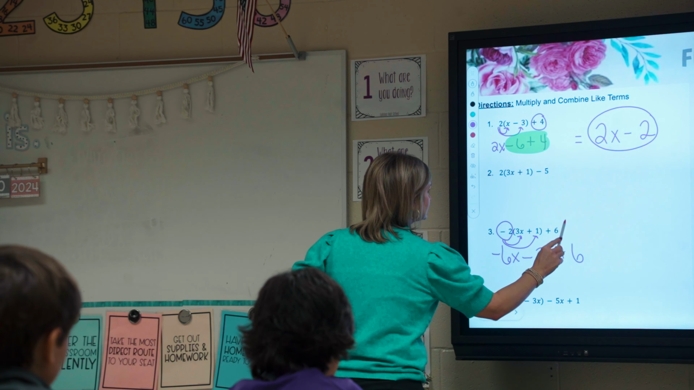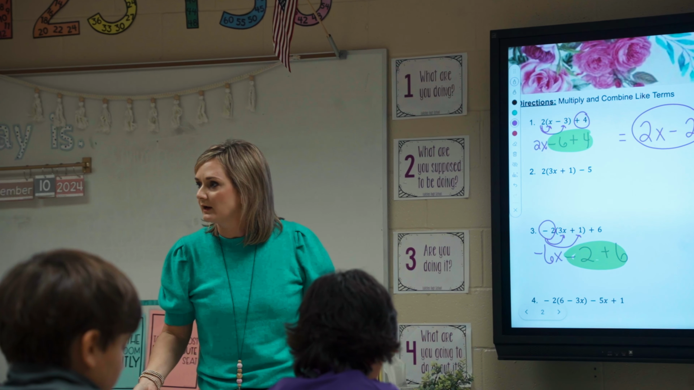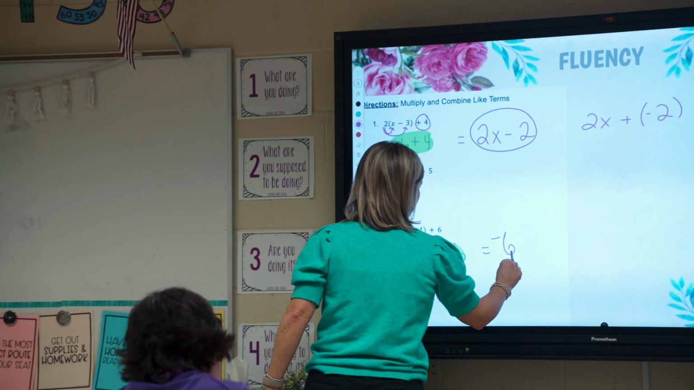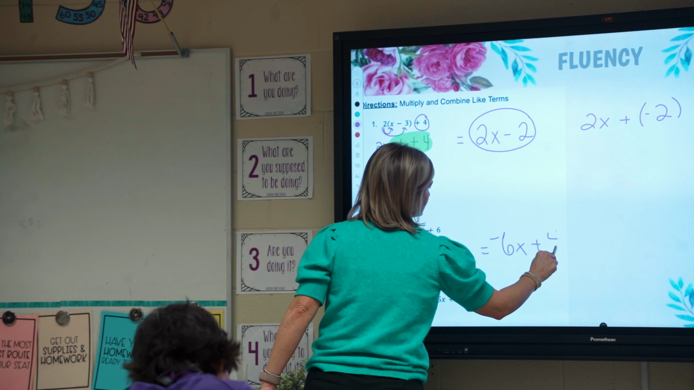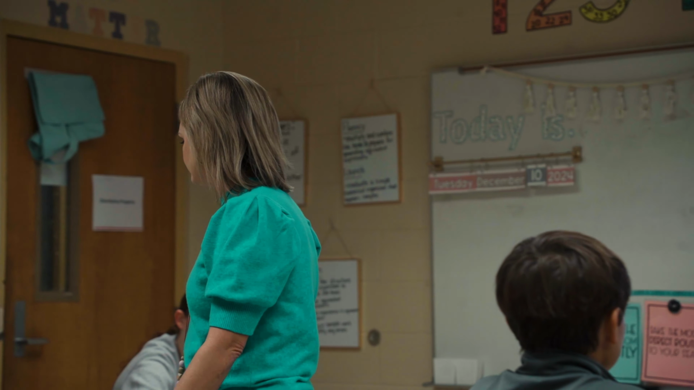I can combine like terms here of negative 2 plus 6. That's just me taking 6 minus 2, right? What's my final answer? Kennedy said negative 6x plus 4. What do you think? That's it.